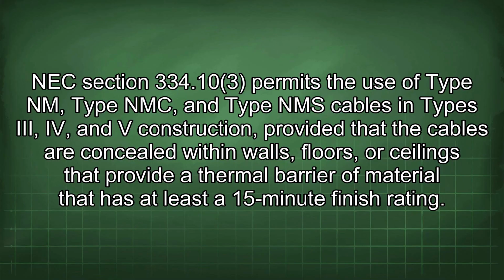NEC Section 334.103 permits the use of Type NM, Type NMC, and Type NMS cables in Types III, IV, and V construction, provided that the cables are concealed within walls, floors, or ceilings that provide a thermal barrier of material that has at least a 15-minute finish rating.